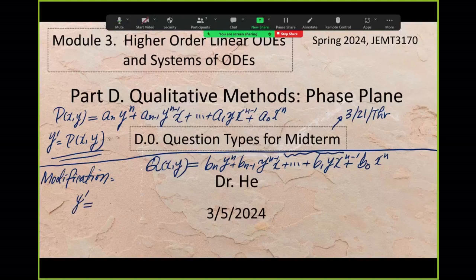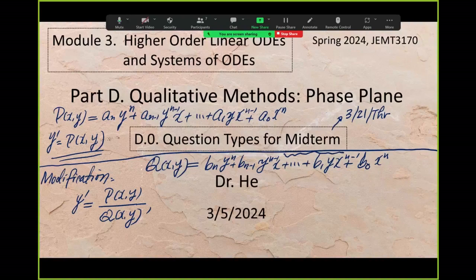Now I ask you to solve the differential equation, this time P(x) over Q(x,y). Then I ask you the same three options. A, always separable. B, never separable. C, sometimes separable, sometimes non-separable. How about that? That's the example. That's the way of modification.